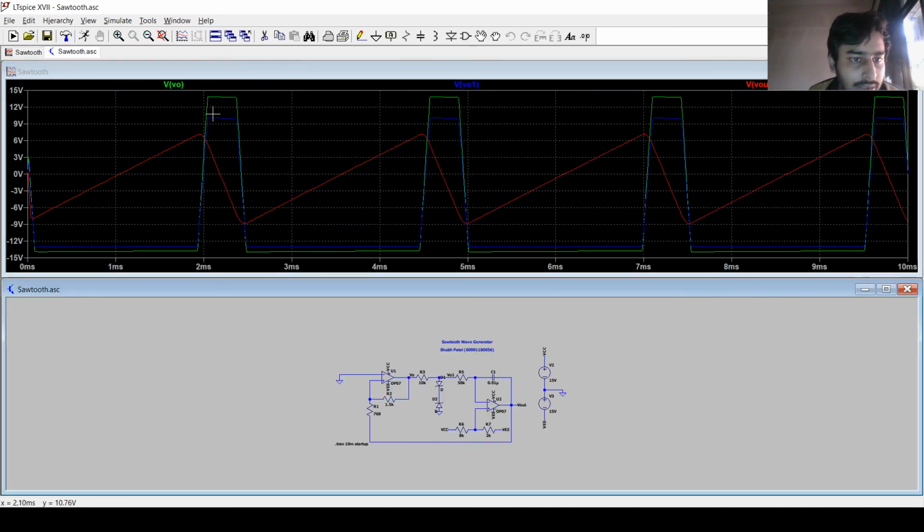As you can see, the rise time and fall time are almost equal because the values of the diodes are almost the same, and we have generated a sawtooth waveform from a square waveform using a potentiometer and the combination of these diodes. So that's all in this video.